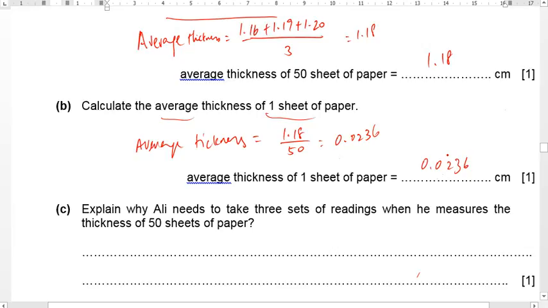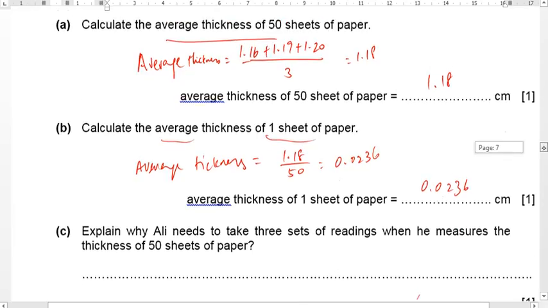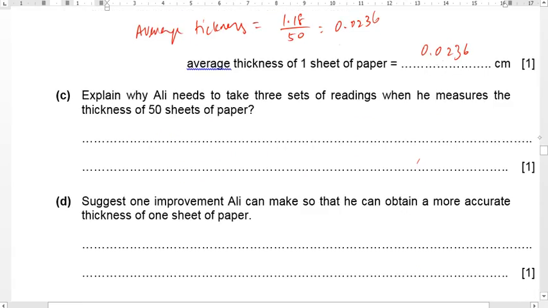Okay, next. Why does he need to take 3 sets of reading to measure? To improve accuracy, we take average. So that is the standard answer. Okay? To obtain an average reading so that it will be more accurate.